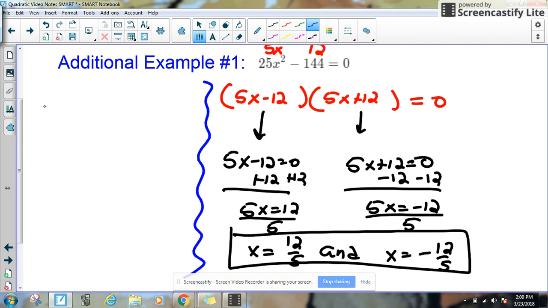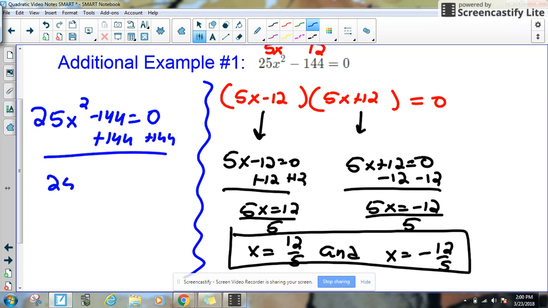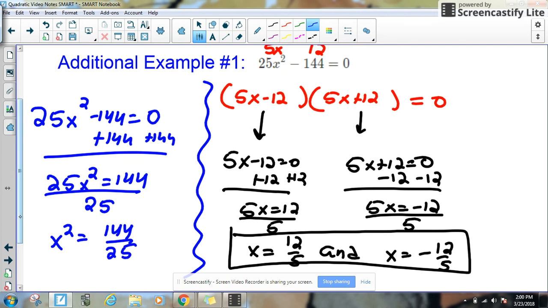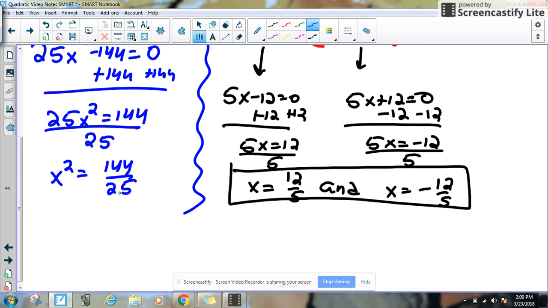So if you tried to use the square root method, you would need to isolate the x squared, right? Isolate the x squared. So to do that, you could add 144 to both sides. And you'd get the new problem of 25x² equals 144. And to get x squared alone, you'd have to divide by 25. So you get x squared equals 144 over 25. And that doesn't simplify, so I'm just going to leave it like that.